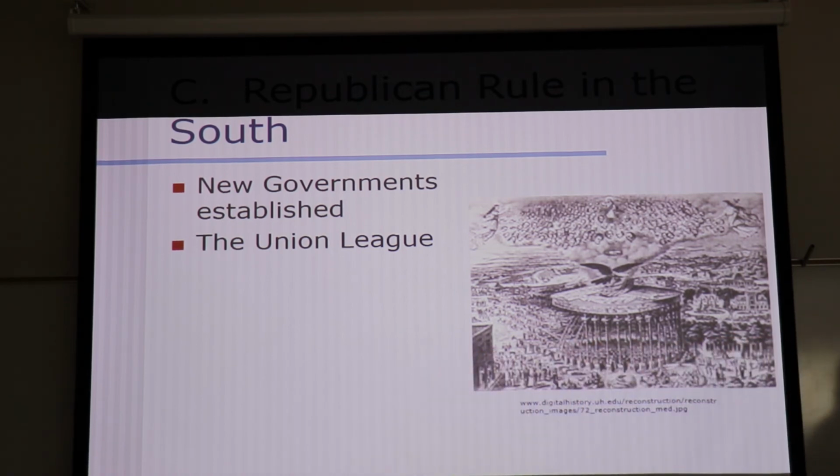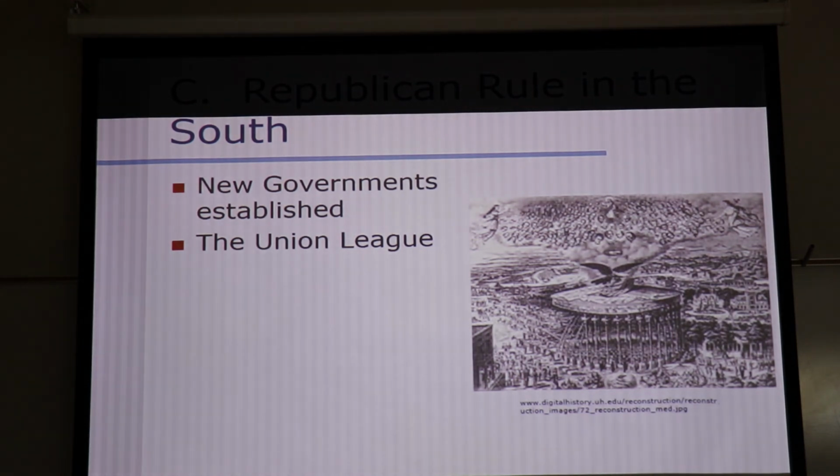Also, you had the Union Leagues formed, which was founded in Philadelphia in 1862 to promote support for the Union, and it enrolled blacks and sympathetic whites. And it was so successful in South Carolina that by 1867, they had enrolled almost every adult black male in the state.